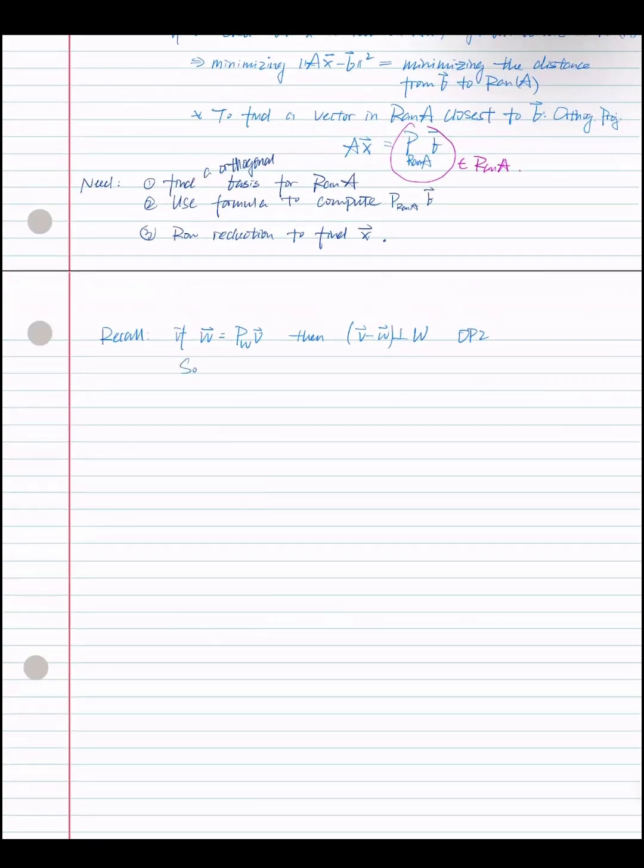So then, if my equation AX equals B projected onto the range of A, then it means B minus AX is orthogonal to the range of A. Like V minus W, so this vector minus this one.